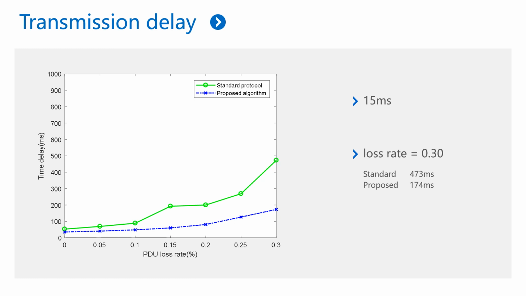increases rapidly. When the loss rate reaches 0.3, the delay in the standard IoC protocol stack is about 473 milliseconds, while the delay of polling TCPW is less than half of it. This result indicates that the polling TCPW algorithm can reduce the delay of an IoC protocol stack.